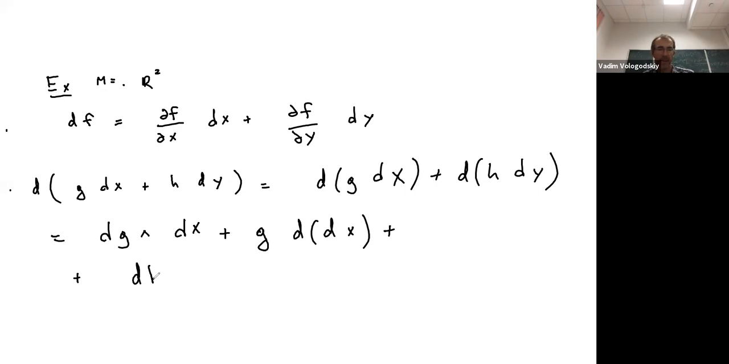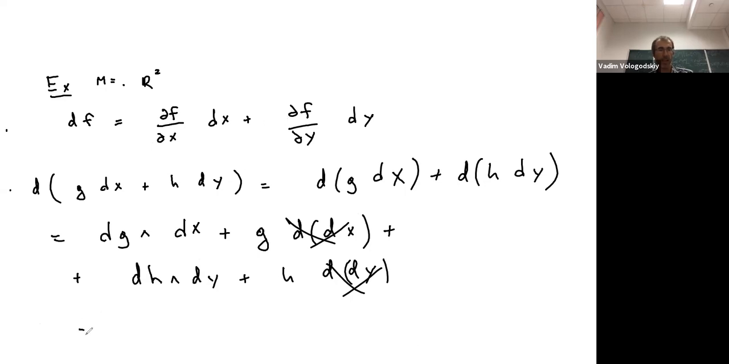Then I have dh wedge dy plus another term h d dy. Okay, so d squared is 0, so these 2 terms go away. So what is left is the sum of these 2 terms. So now let's plug here for dg this expression from part A, and use the fact that dx wedge dx is 0.